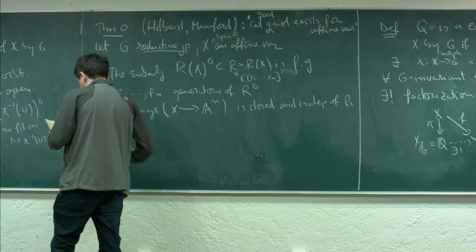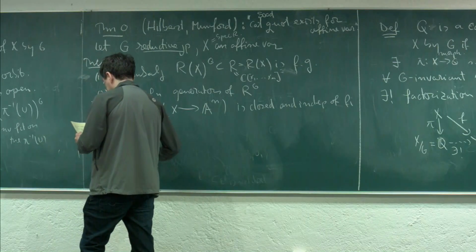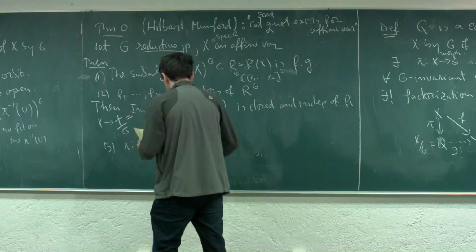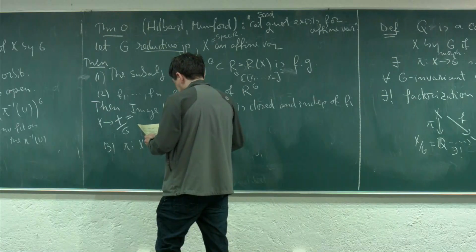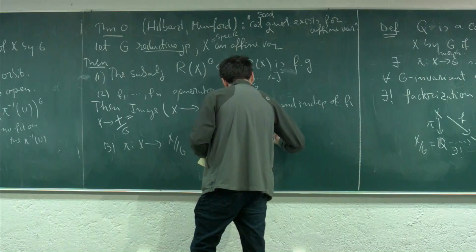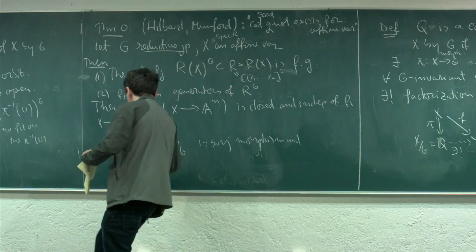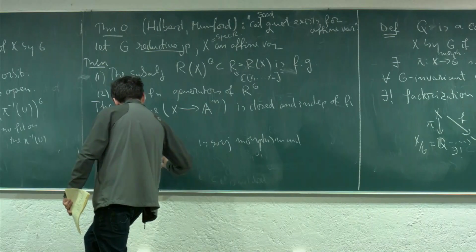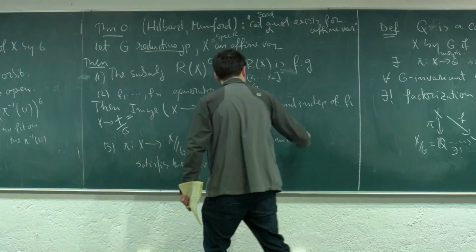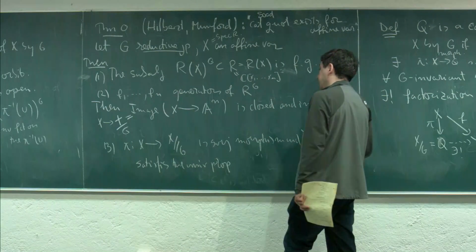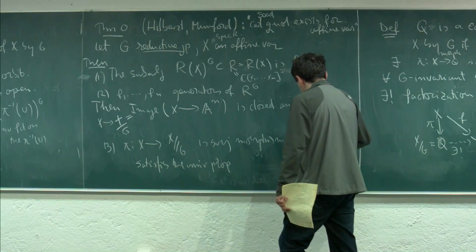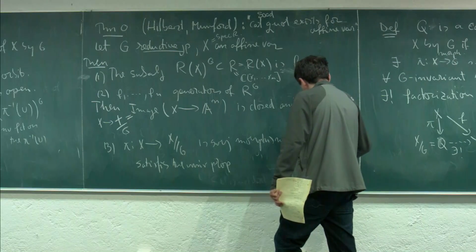The third statement is that pi from X into X mod G, defined there, is a surjective morphism and satisfies the universal property. So this is being a categorical quotient.